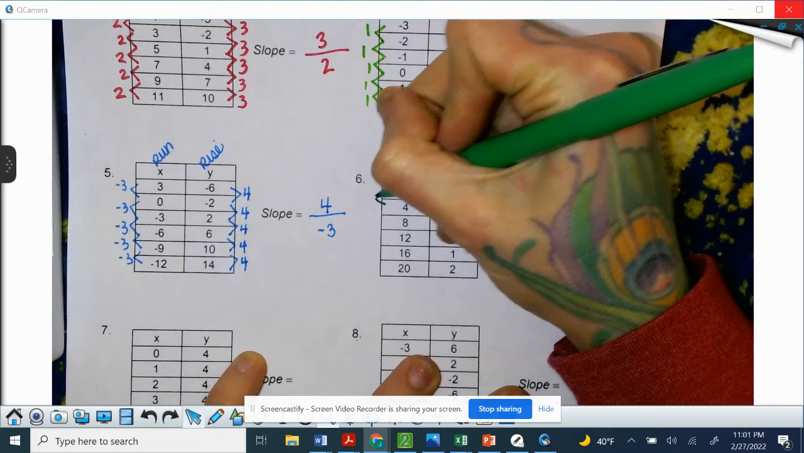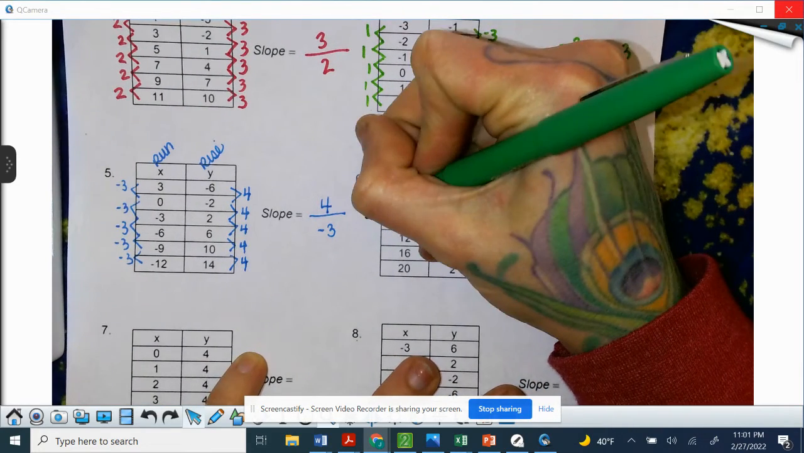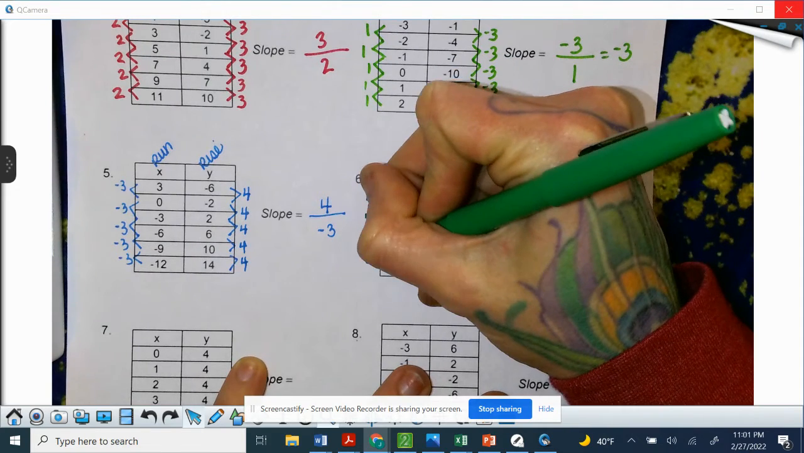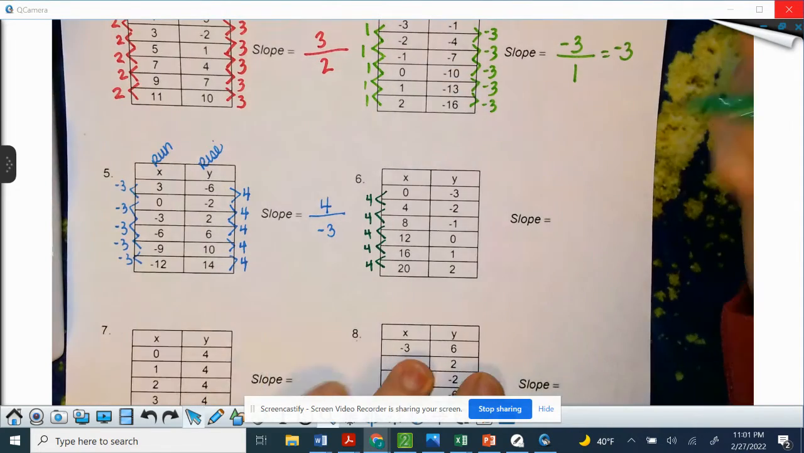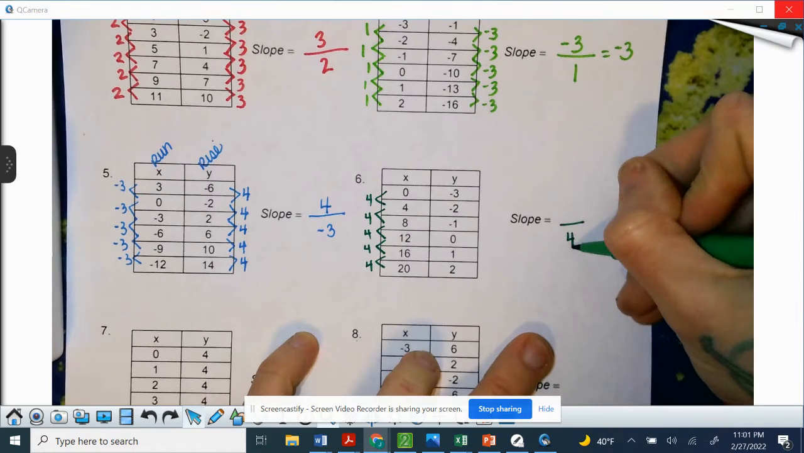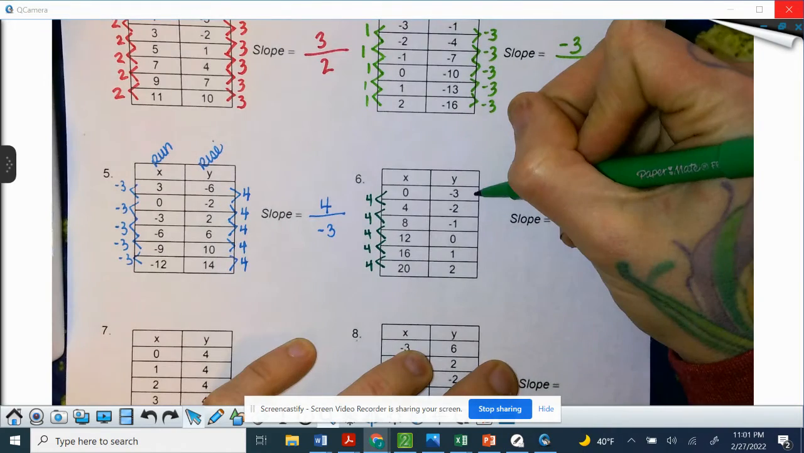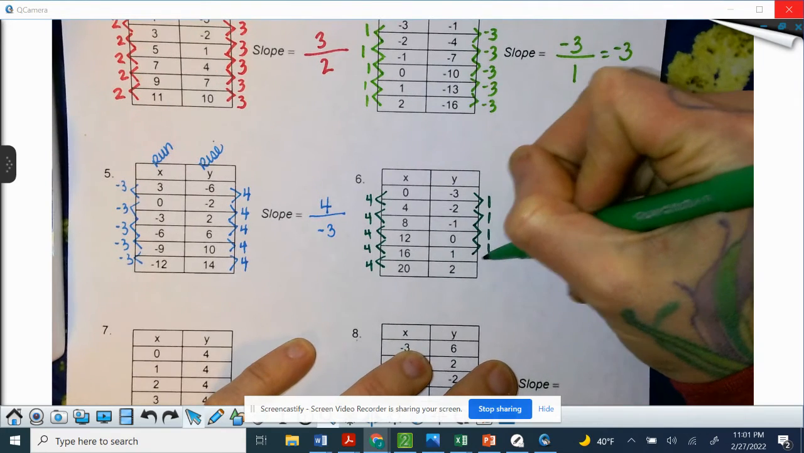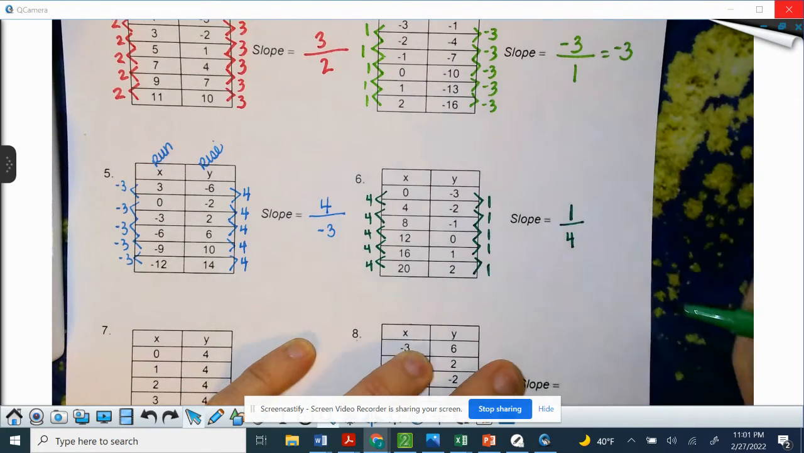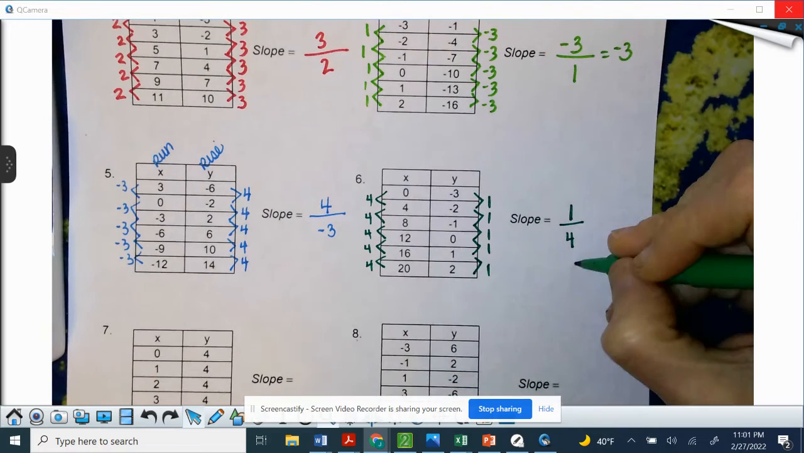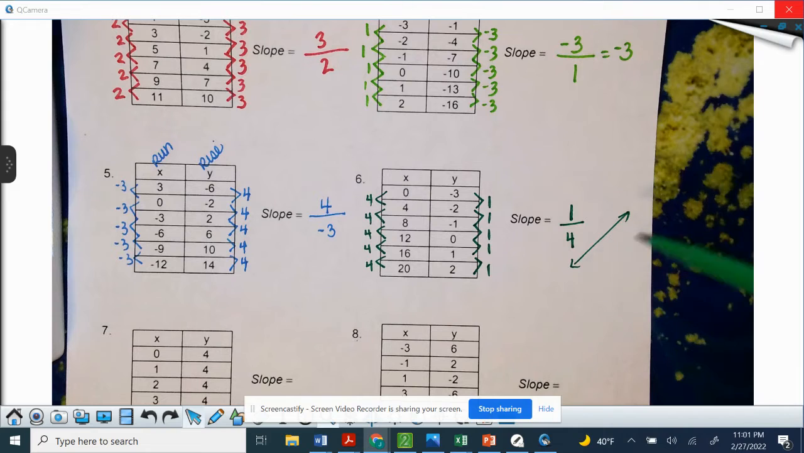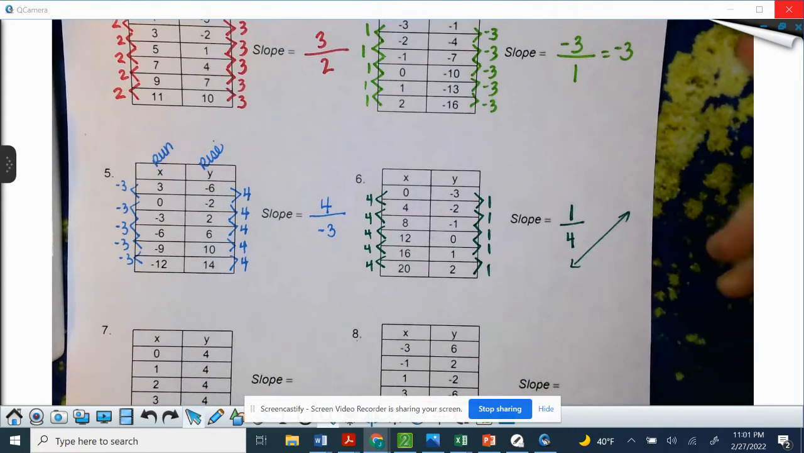So 0 to 4, we added 4. 4 to 8, we added 4. 8 to 12, we added 4. So we know the bottom is going to be a 4. And then the y goes on top. So negative 3 to negative 2, we added 1. Added 1, 1, 1, 1. So the slope is a positive 1/4. So again, this line is going to go this way with a rise of 1 and a run of 4. The line I probably just sketched is way too steep, but rise 1, run 4.